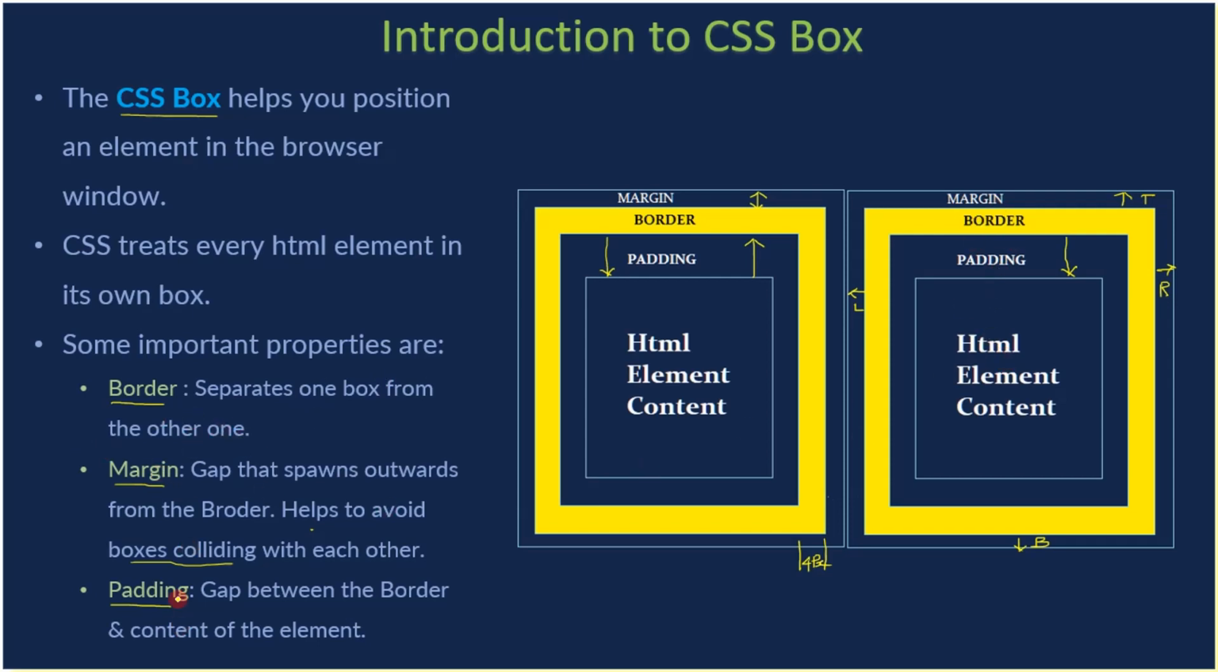So that's all we have to know about the box. The important properties are border, where we can specify border color, width and so on. Then margin, which spans outward from the border and is useful to avoid borders colliding with each other. Then padding, which is useful to have a gap between the border and the actual HTML element.